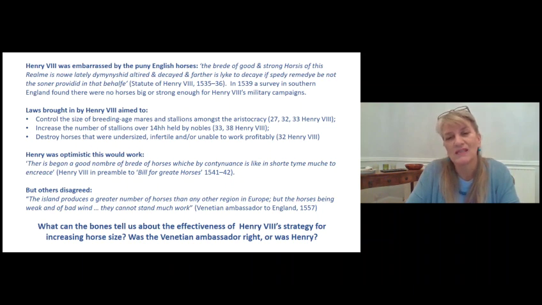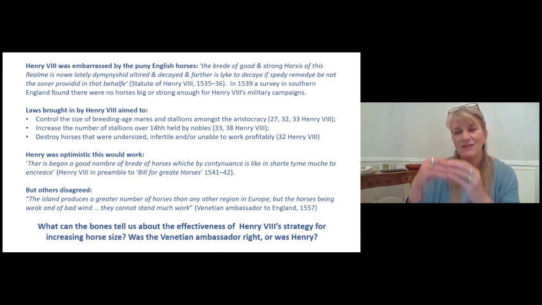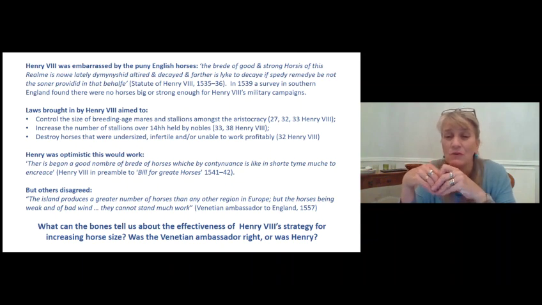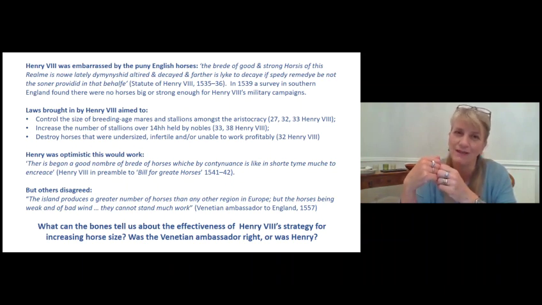Have a look at the next two sources. The first tells us that Henry was optimistic this would work, and others disagreed. So having had a look at those, what do you think? What can the bones tell us about the effectiveness of Henry VIII's strategy for increasing horse size? Did he succeed? Was he right when he said, there has begun a good number of breed of horses which by the continuance is likely in short time much to increase? They're starting to get bigger, in a short time they'll get even bigger.